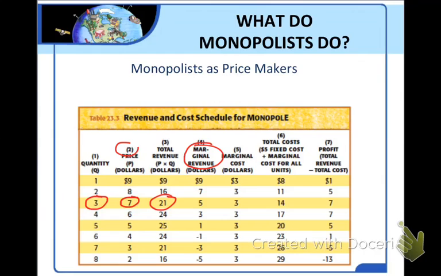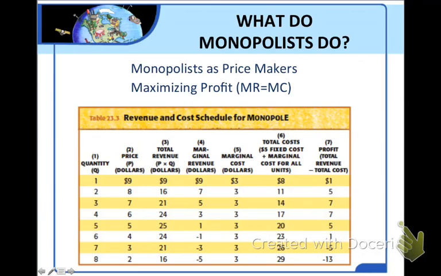Comparing columns 2 and 4 in this table, we see that after the first unit, the marginal revenue for a monopoly is less than the price. For example, the marginal revenue of $7 is less than the price of $8.